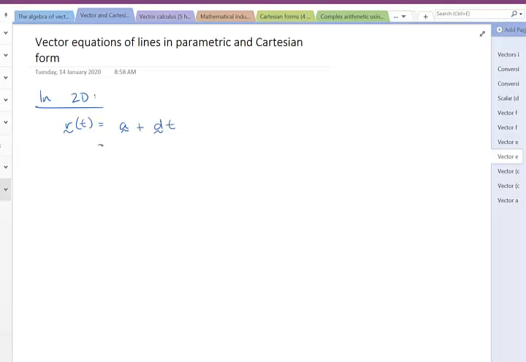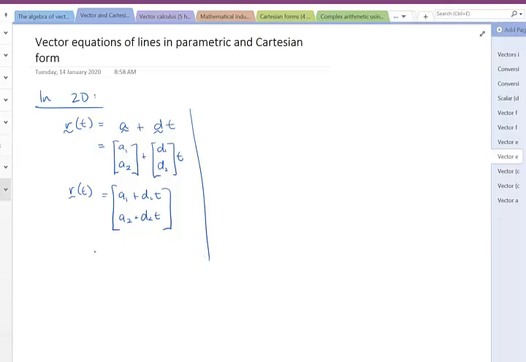Now in 2D, this a value, the original position vector, consists of two components, a1 and a2, and the direction vector consists of two components as well, d1 and d2. So they're the directions in the different components multiplied by the parameter t. That means we end up with the vector equation of a line looking like a1 plus d1 multiplied by t, and a2 plus d2 multiplied by t. Okay, so this is vector form.